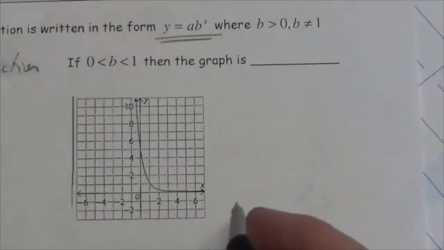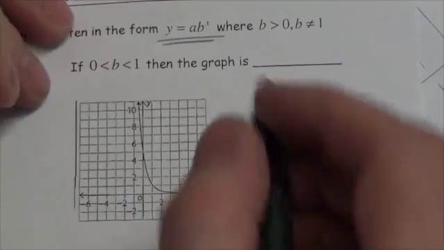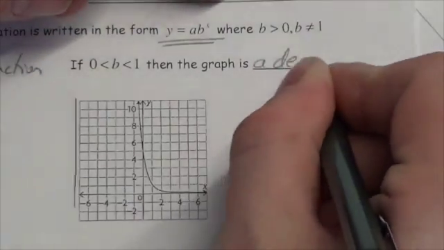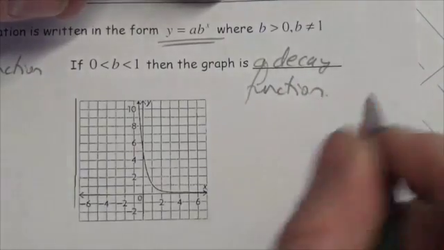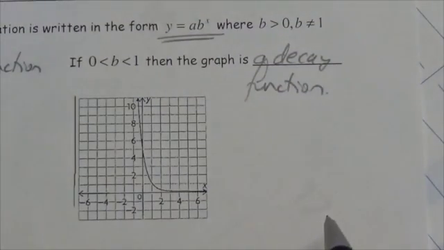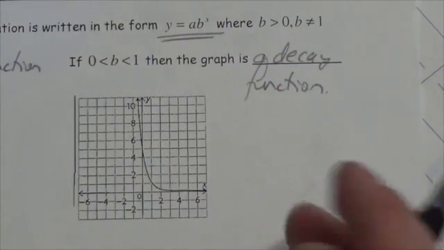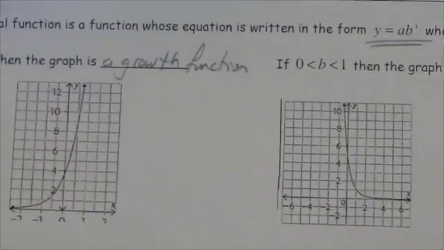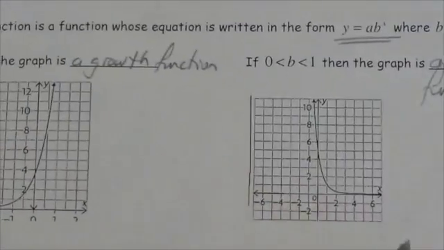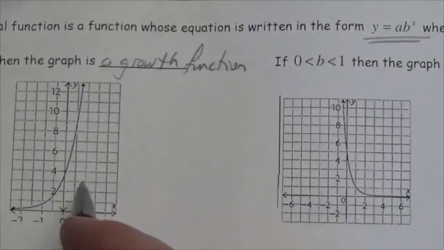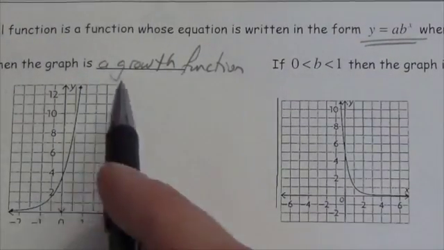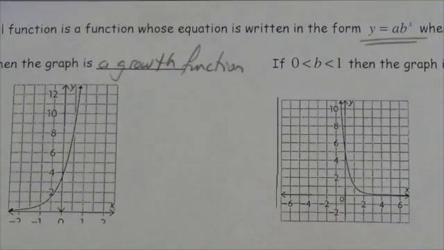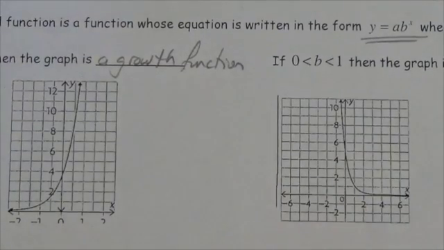But because this thing drops the way it does, we call this a decay function, because the value is decaying. It's getting smaller and smaller as you go to the right. So two different possibilities here: we've got this growth function and we've got a decay function. The growth happens if the base of the power is greater than 1, and the decay happens if the base of that power is between 0 and 1.